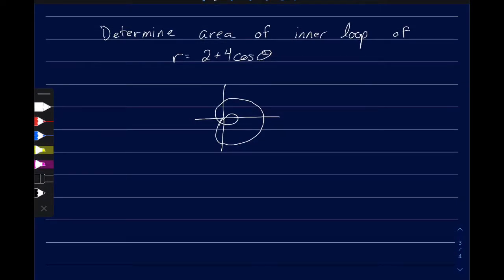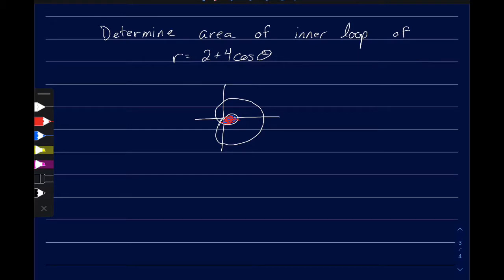So in our first case, we kind of knew what the bounds should be. But let's take a look at an example where we have to find the bounds for our region, just like when we were doing the area between two curves in Cartesian coordinates. We want to determine the area of an inner loop of r equals 2 plus 4 cosine theta. So we're going to be looking at this blue area, and I'll double hatch it with red and circle it so you can see it.